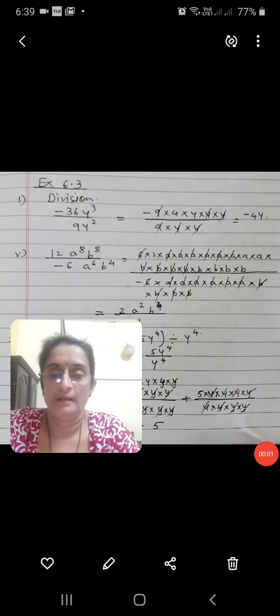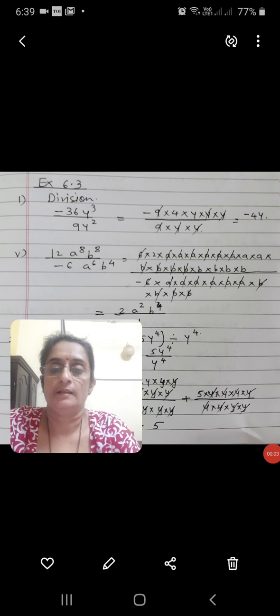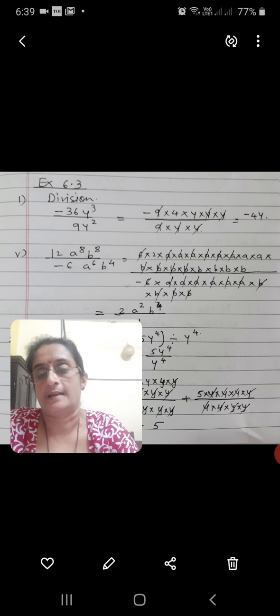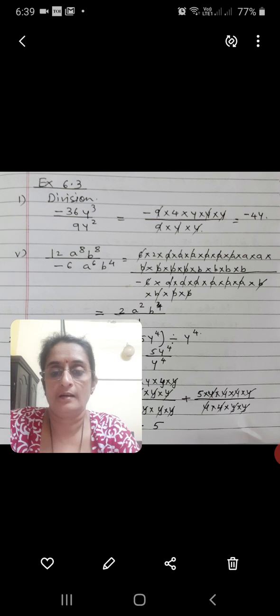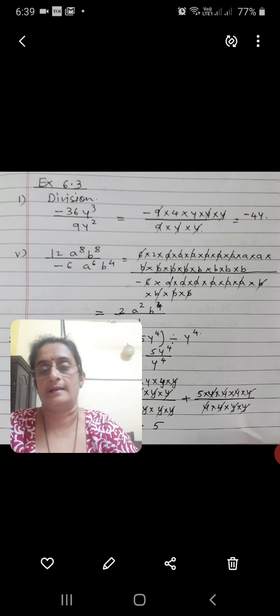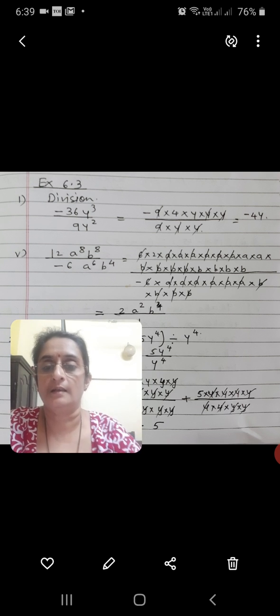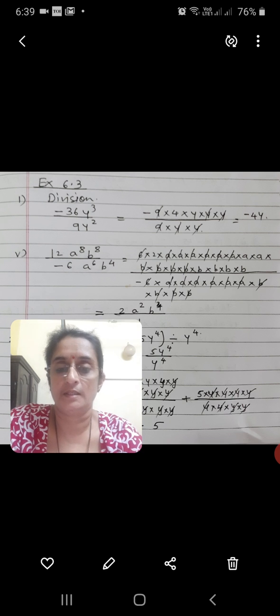Hello children, today we are going to do the third exercise of the lesson factorization. In the first two exercises of factorization we have learned how to factorize, and using identities also we have learned how to factorize the given algebraic expression. Now in this third exercise we are going to do division using factorization only.